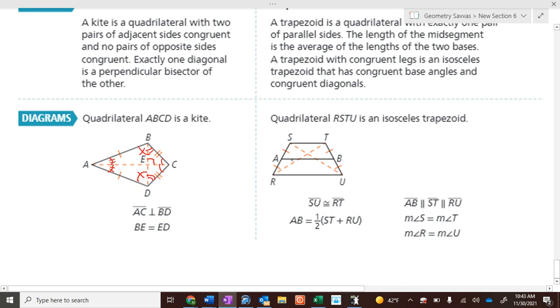Isosceles trapezoids have congruent diagonals and their base angles are congruent. And then same side interior angles are supplementary. So those are some things to remember going into today's assignment.